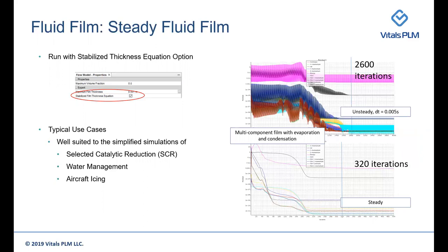Here is a comparison we see between the steady state approach and the unsteady approach within the fluid film, with the option called stabilized thickness equation option within the steady state model. It is able to reduce the solution time drastically. In the case of unsteady, with a time step of 5 milliseconds, it took 2600 iterations to get a converged state, whereas in the steady state, it just took 320 iterations. Typical use cases for steady state fluid film are selective catalytic reduction, water management, aircraft icing.